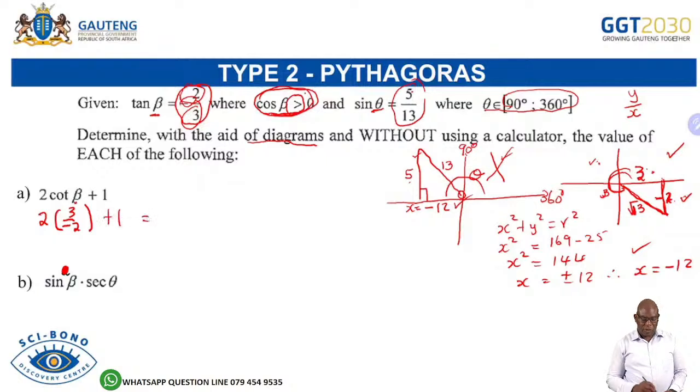Plus 1. So just use a calculator or just cancel out, -2 and 2 cancel out. I'm left with -3 plus 1, which is going to be -2. My answer will be -2. Easy.